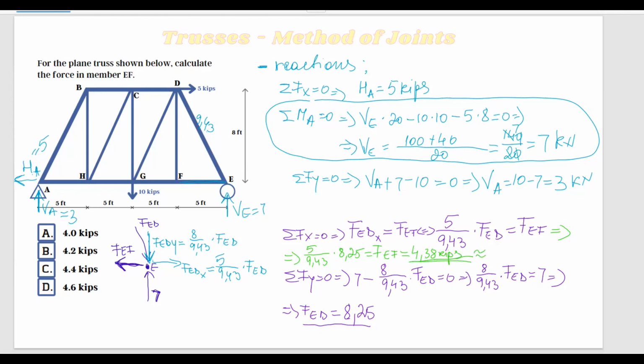And this is approximately 4.4 kips. So the correct answer is C, 4.4. Not too bad, not too bad.